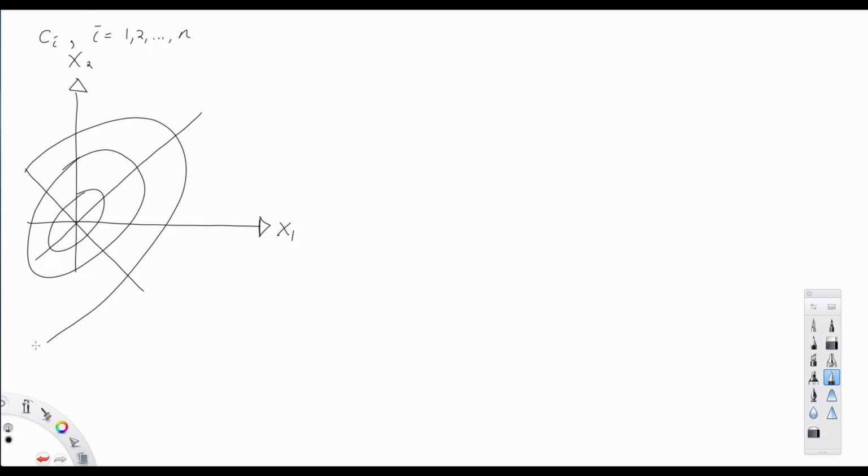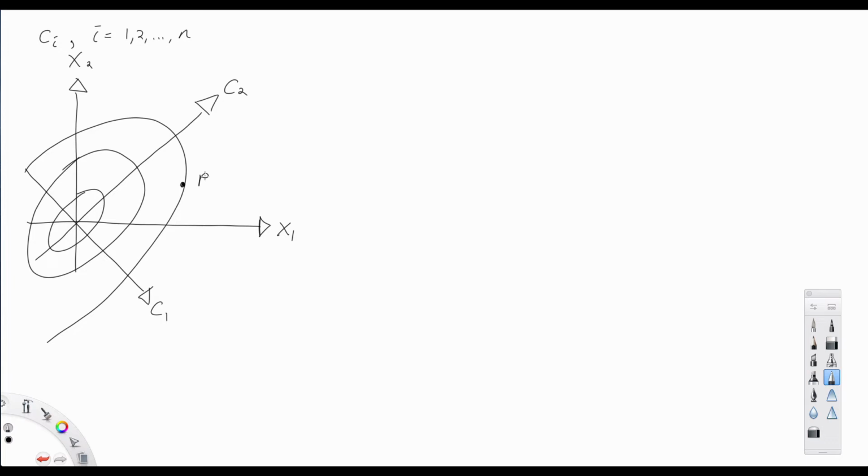Suppose again we have a two-dimensional function and the original coordinates are x1 and x2. And we have interaction between x1 and x2 such that the minor and major axes of the ellipses from the level set of the function f of x are not aligned with the coordinate axes. But then here we want to rotate the coordinates such that they are aligned, and those new coordinates are going to be c1 and c2.